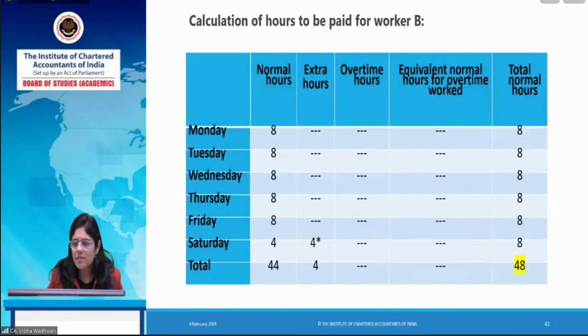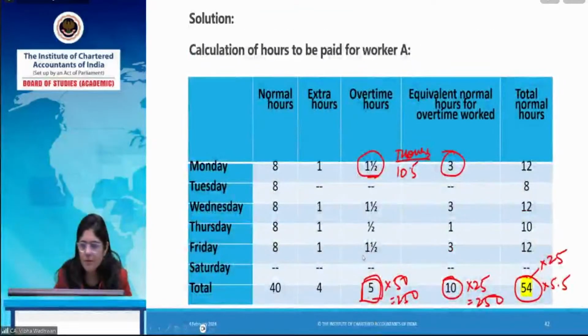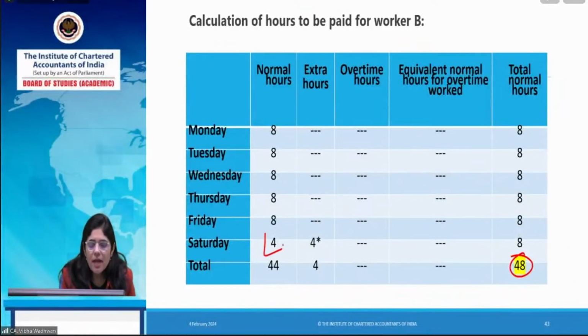Okay, this is for B. So the equivalent hours are 48 for B. See, B has worked 8 hours on all the weekdays. So no extras, no overtime, just the total normal hours. On Saturday, let me see the question, he has worked for 8 hours. He was supposed to work for 4 hours on Saturday, but he has worked for 8 hours. All right. So for B, normal hours are 4.